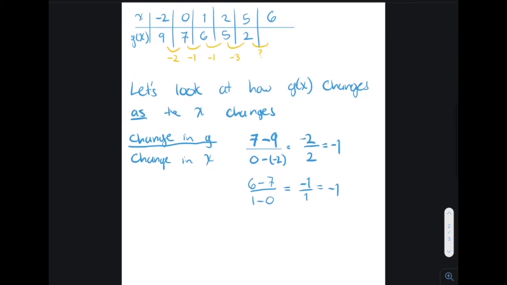We can try this for one more, because if this is consistent, it should be true for all of them. So let's try another to see if it's still as consistent. Let's try it between our fifth and fourth entries. So 2 minus 5 over 5 minus 2, giving us negative 3 over 3, which is again negative 1. I just wrote something wrong, but I'll correct it.